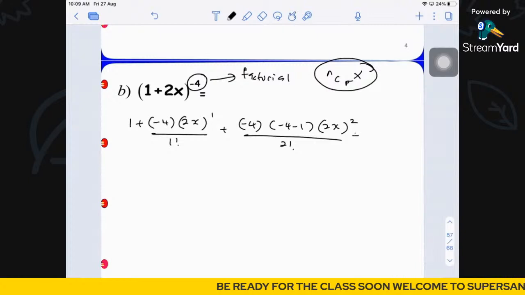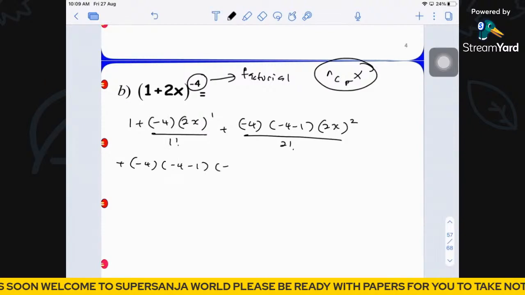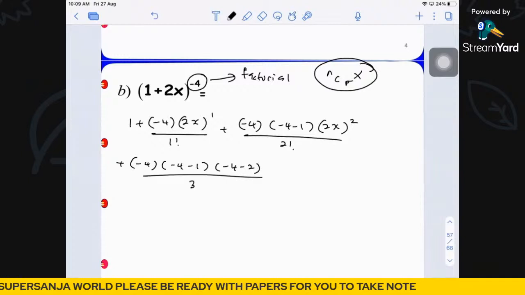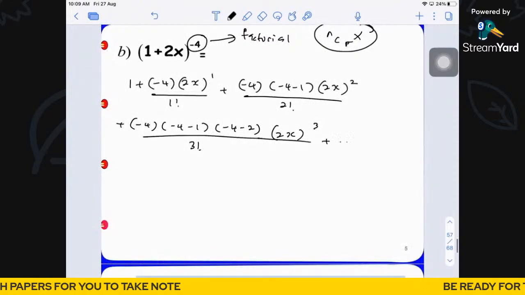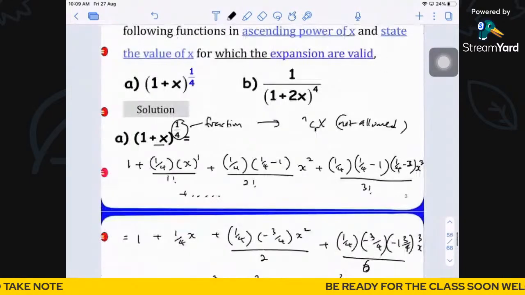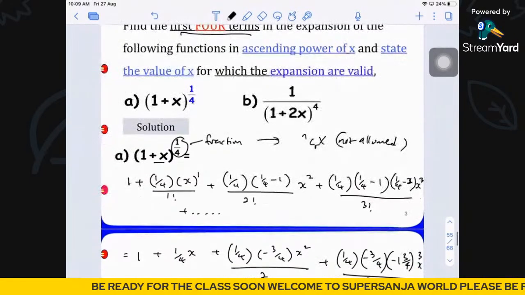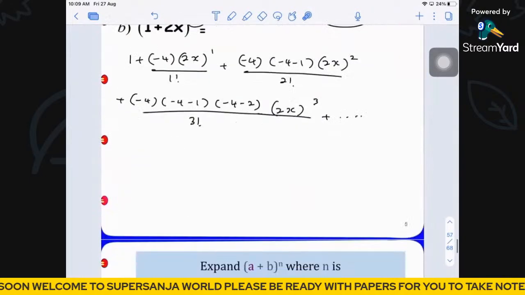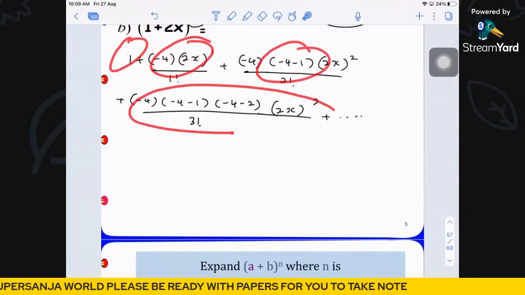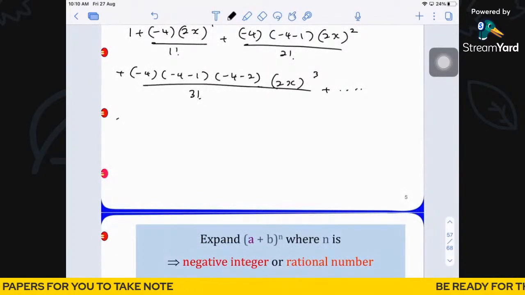Okay, and then plus, maybe I should write down here the next line. Plus negative 4, negative 4 minus 1, negative 4 minus 2 over 3 factorial, 2x power of 3 there. Okay, I'm just going to expand till power of 3, because they never tell me how much I must expand. So they say the first 4 terms only. So if they say first 4 terms, it is 1, 2, 3, and 4. So the same thing over here, 1, 2, 3, and 4. So these are the first 4 terms over here. Okay, if they say first 5 terms, then you carry on some more because it's infinite.